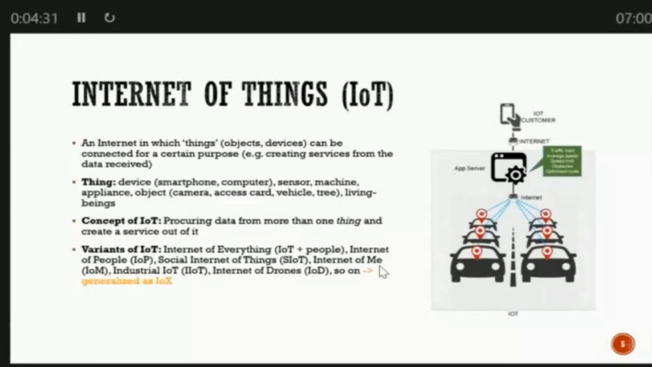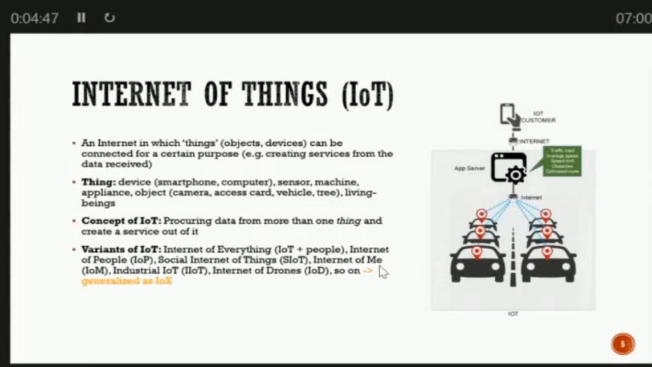But then why do we connect these things? Why do we connect these intelligent and dumb things? Because we receive data from those things, and based on that data, we create applications and services. This is the key concept of Internet of Things.